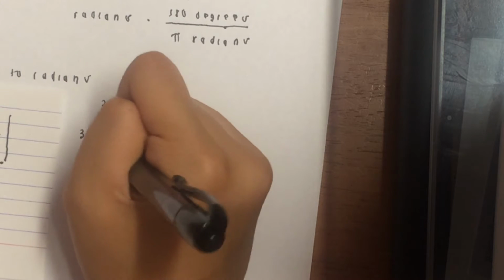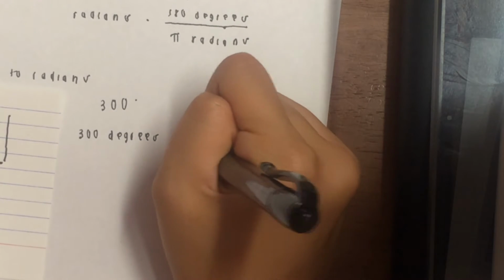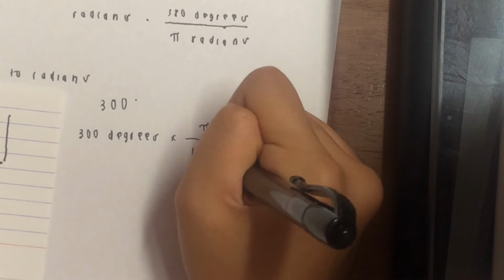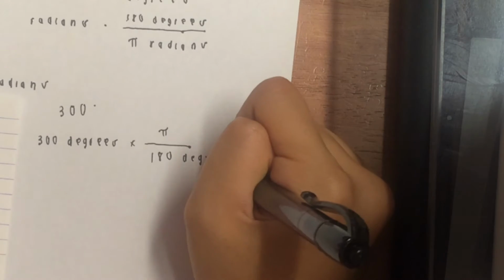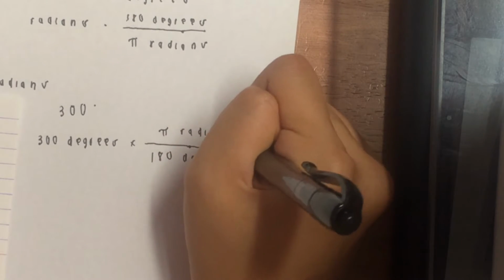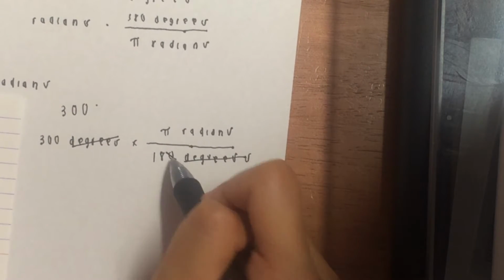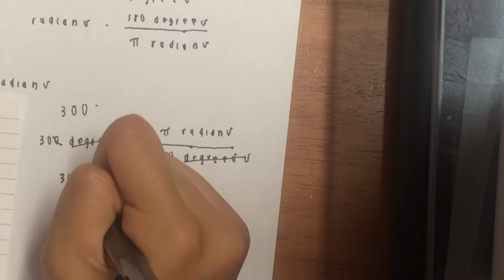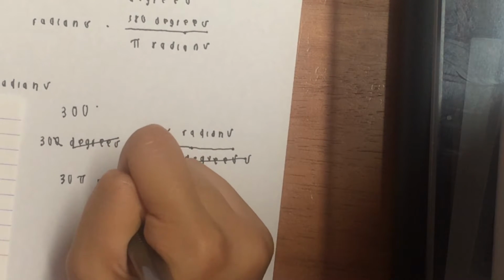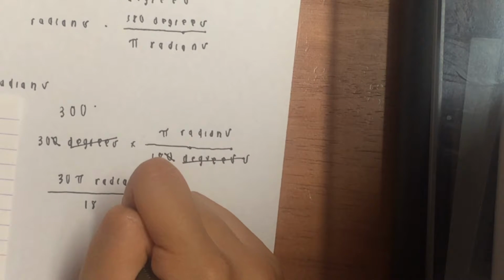Our next example is 300 degrees. We would set up our problem as 300 degrees multiplied by pi radians over 180 degrees. The degrees would cancel out, and since there is a 0 at the end of 300 and 180, we would cross it out because this shows that 10 can go into both. This would leave us with 30 pi radians over 18, which can further be simplified by dividing it by 6. Our answer will be 5 pi radians over 3.